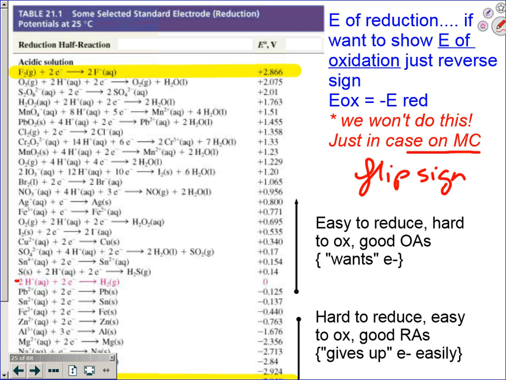Okay. So at the top of the list, I have all these positives, which mean they're likely to be reduced. You'll notice that fluorine is really high up here. Why does that make sense for fluorine? It's really electronegative, right? So if you're really electronegative, you are super, super likely to gain electrons. So then who do you think's at the bottom?